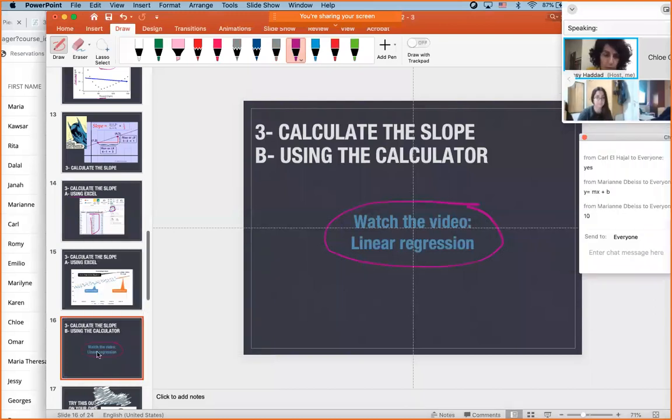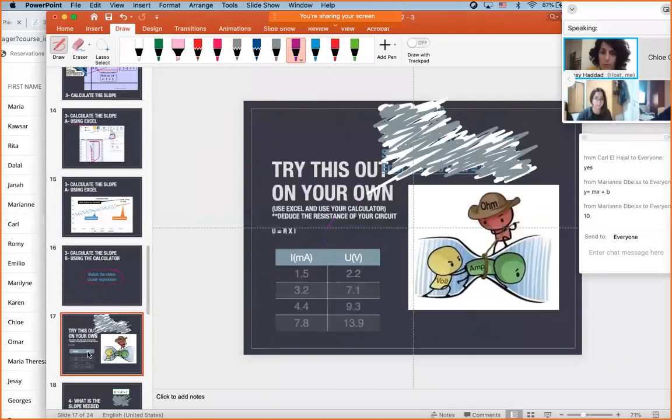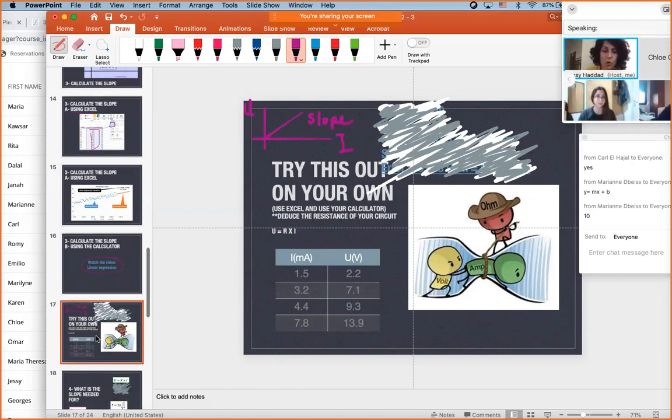This is another example that was supposed to be an assignment, and I've hidden the solution. You were supposed to plot V versus I, Ohm's law. So the slope is gonna be R. So the question is, use Excel to find the slope and use the calculator as well. We're not gonna do that because we're gonna do lab 3, which is also a very good application.